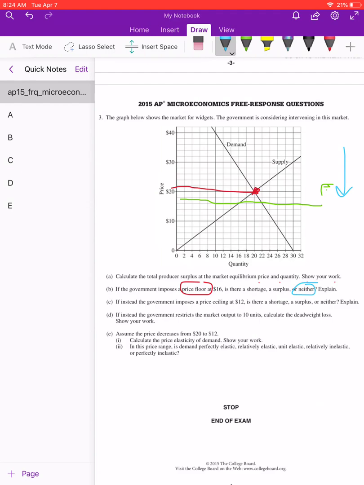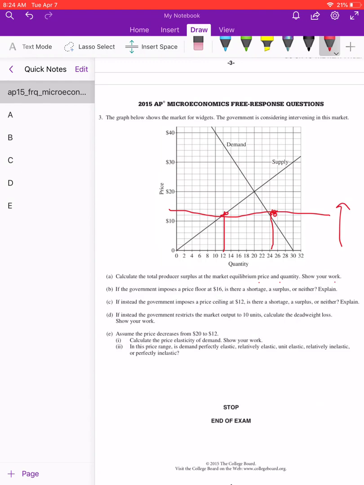So letter C is what I was reading before, apparently. And letter C says if the government imposes a price ceiling of $12. Now a ceiling at $12 would get drawn here, and the purpose of a ceiling is to stop price from going up. In this case, the ceiling would stop price from going up to the equilibrium. That means at this spot right here, we're going to have our quantity demanded, and at this spot right here, we're going to have our quantity supplied.